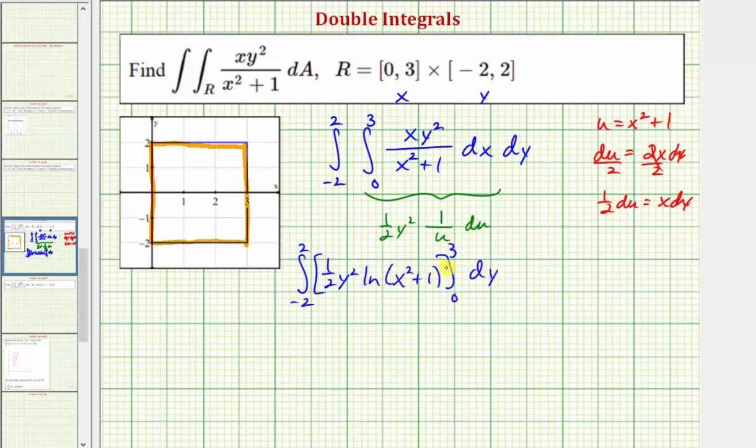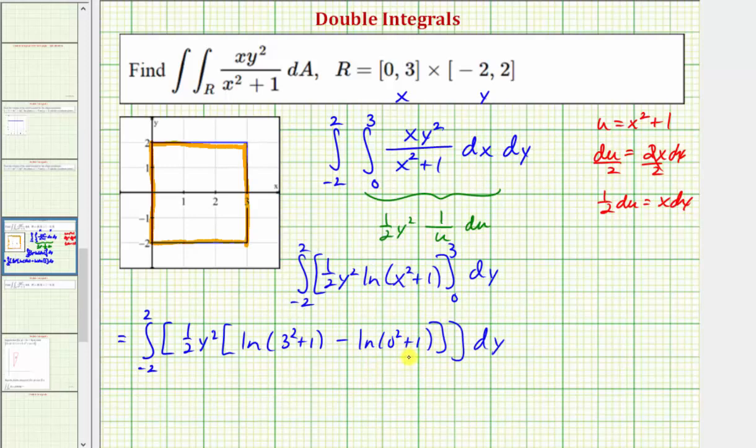And now we'll perform substitution for x using our limits of integration for x. So when x is 3, we'd have 1/2 y squared times natural log 3 squared plus 1, and then minus natural log 0 squared plus 1. But natural log 1 is equal to 0, so this simplifies nicely to the integral from -2 to 2 of 1/2 y squared natural log 10.